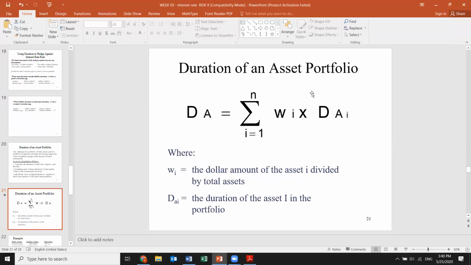Here's the formulation. We evaluate the duration of each. This is the duration of the asset portfolio. We calculate our duration of assets, we know how to do it. Then we give a weighting, and then we sum all these variables. We come up with the duration of assets, the average duration of assets, we can say.